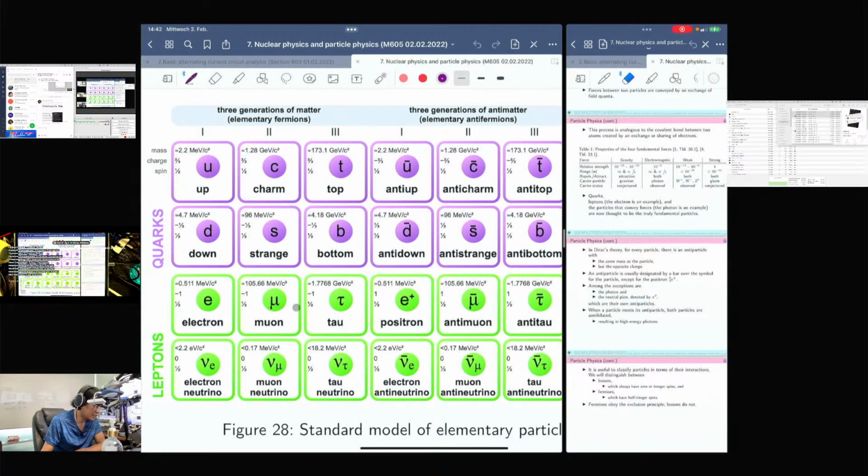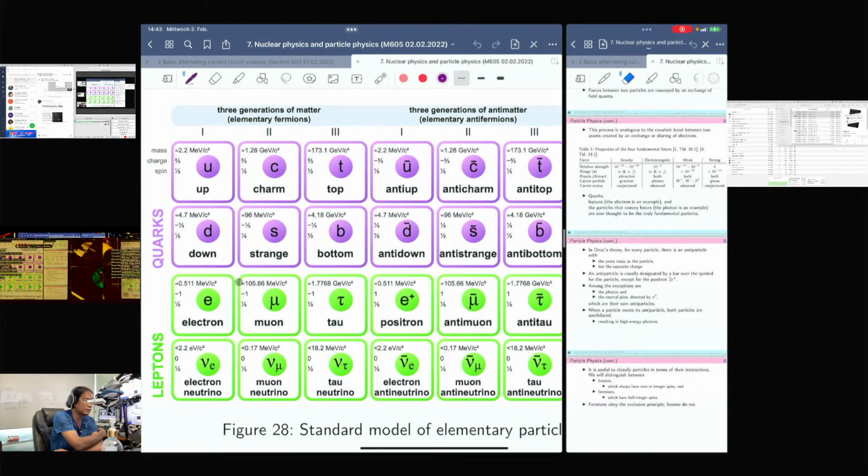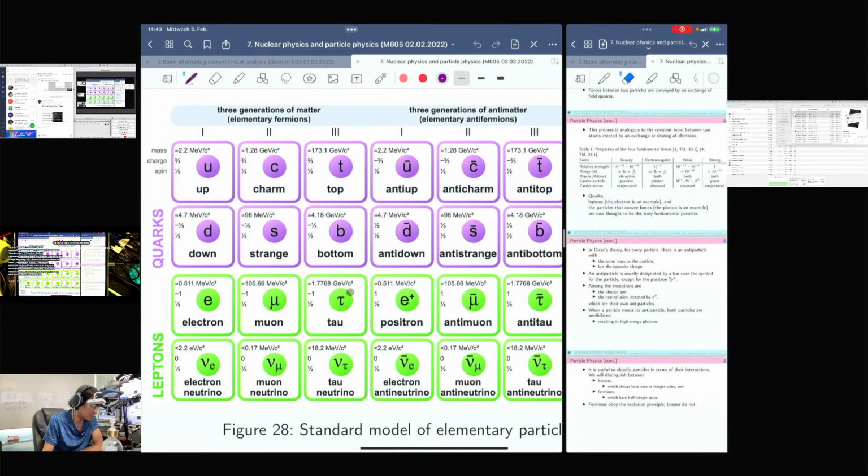The muon is a bigger version of the electron. You can see here the mass is 105 megaelectron volt, which is about 207 times bigger than the electron. The tau lepton, or tau particle, is even bigger than the muon. But these bigger particles are not stable. They are going to decay finally to become electron. The tau also has its own anti-tau.